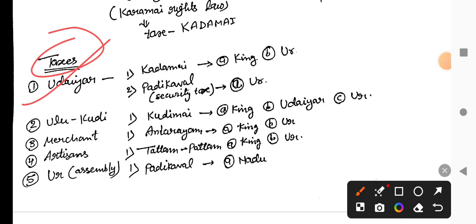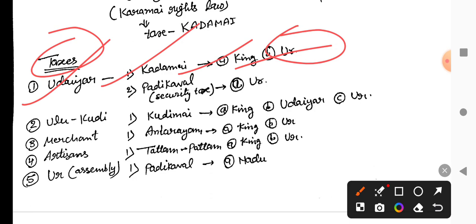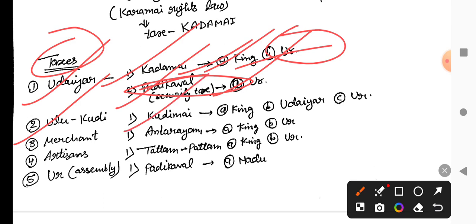These are the taxes you need to remember. That means udayar, kadmai, and padikaval. Kadimai is a tax to be given to the king, and ur means a small unit of the village system. You need to give tax to the king and ur. Padikaval is given only to ur, in the form of security tax. Ulu kudimai, the tax name is kudimai, and you need to give this kudimai to the king, udayar, and ur.